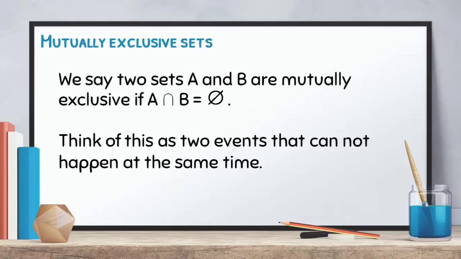Now let's proceed to mutually exclusive sets. We say two sets A and B are mutually exclusive if the intersection of A and B is a null set. So you think of this as two events that cannot happen at the same time. For example, is it possible for you to attend our class in GE Math 1 at the same time you're attending your class in another subject? Of course not. And that is an example of mutually exclusive sets. So meaning there will be two events that cannot happen at the same time.